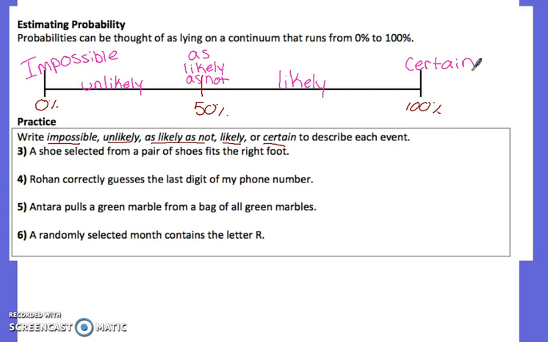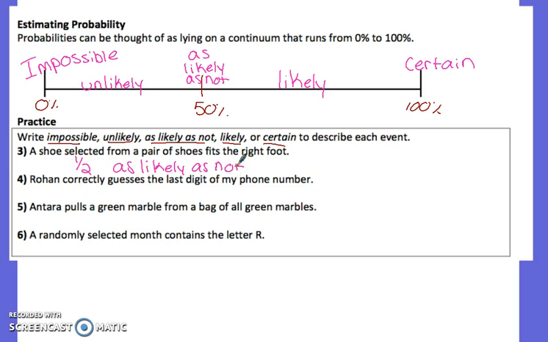So I have some scenarios, and we need to decide which of these words would describe the event. A shoe selected from a pair of shoes fits the right foot. Well, think, you have 2 feet. One of them is right, so it'd be 1/2. So this is going to be your as likely as not.